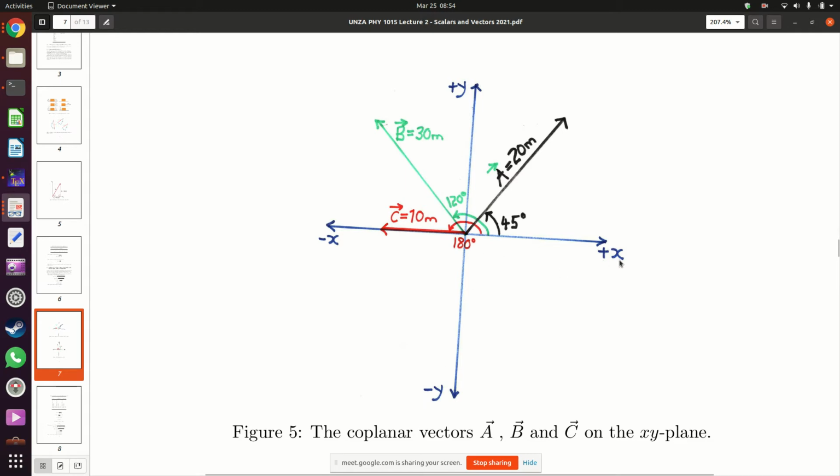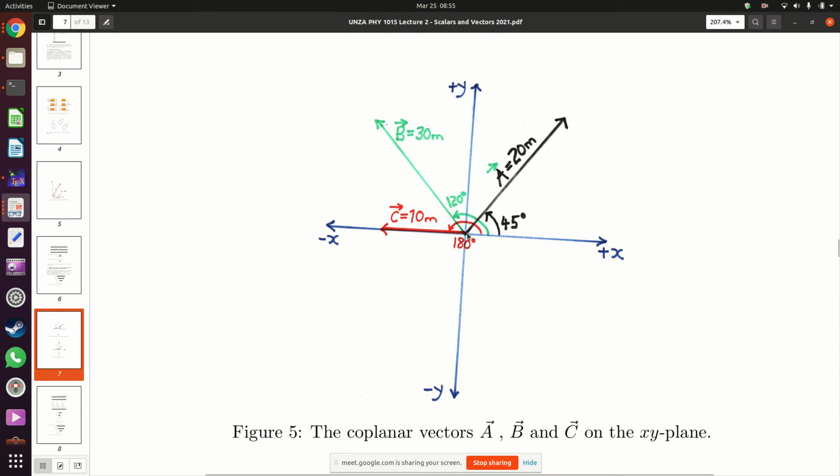I have chosen this side to be the positive x-axis, and this positive x-axis is where I start measuring the angles. All my angles will be measured from the positive x-axis, and they will move in an anti-clockwise direction like that. Then the opposite of the positive x-axis is the negative x-axis. Then on top here, I've got the y-axis. The top part is the positive y-axis. The bottom part is the negative y-axis.